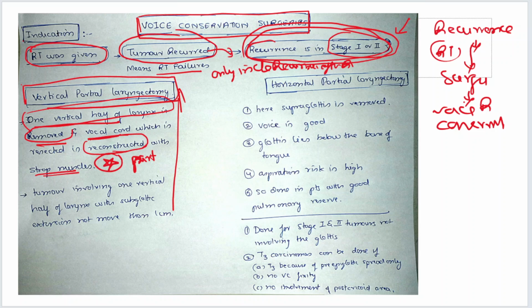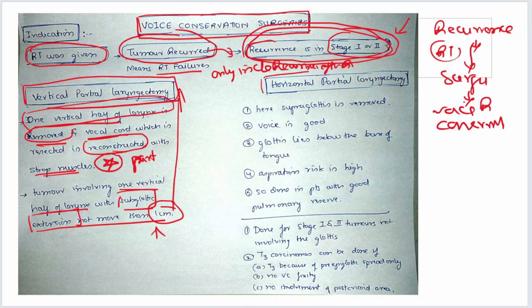So in which cases is it indicated? One vertical half of the larynx is involved with subglottic extension not more than 1 centimeter. Subglottis means it is having a lot of lymphatic spread, and it is not good for the patient. So if the subglottic extension is more than 1 centimeter, you cannot take up the patient for vertical partial laryngectomy. We have pictures also, we will discuss it in detail again.